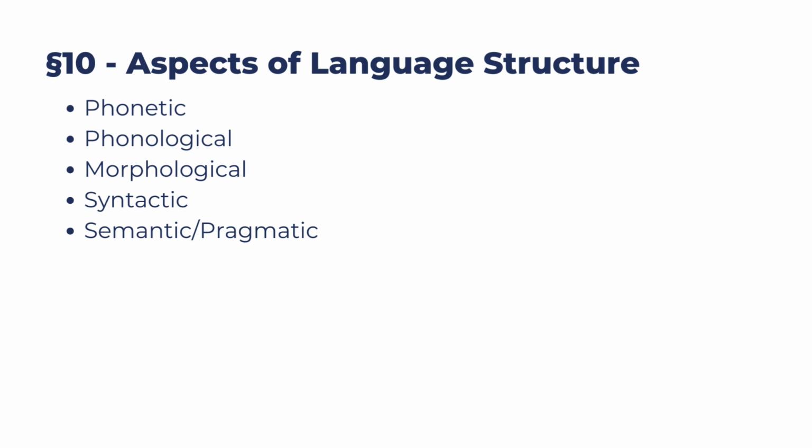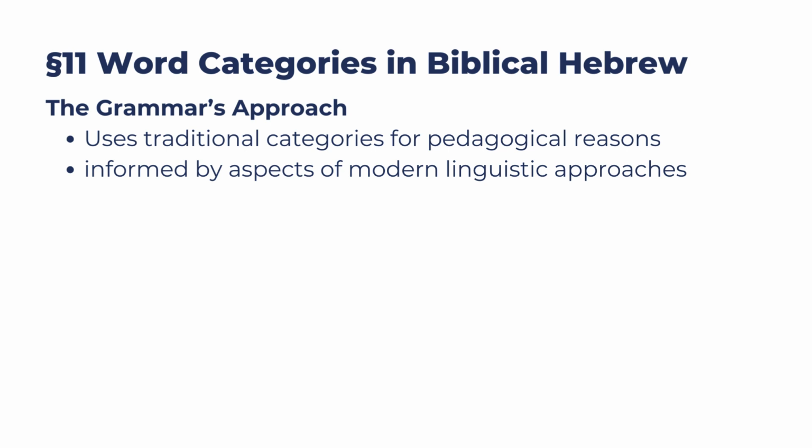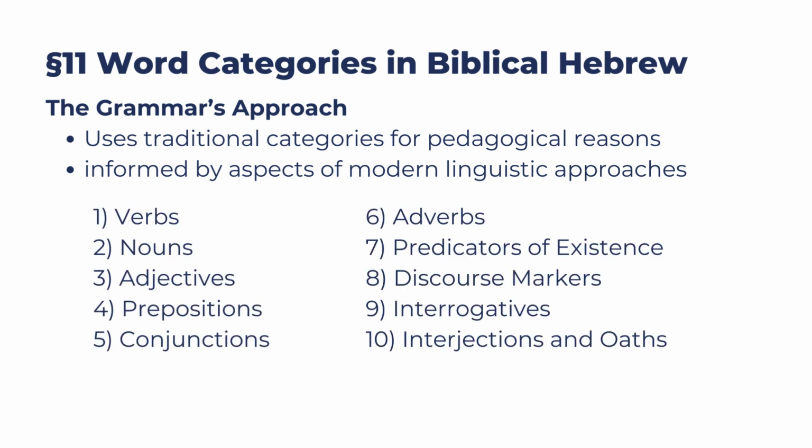While semantics and pragmatics are not identical categories, Merwe treats them together unless there is an important reason to distinguish between the two. Merwe employs the traditional, morphologically based grammatical categories in his grammar because his goal is to help students understand Biblical Hebrew. However, the discussion of traditional categories is informed by aspects of more modern approaches to word categories in language. Merwe lists 10 categories of words in Biblical Hebrew, and each of these will be dealt with in greater detail in the book and in this series, so we won't spend any time on them today.